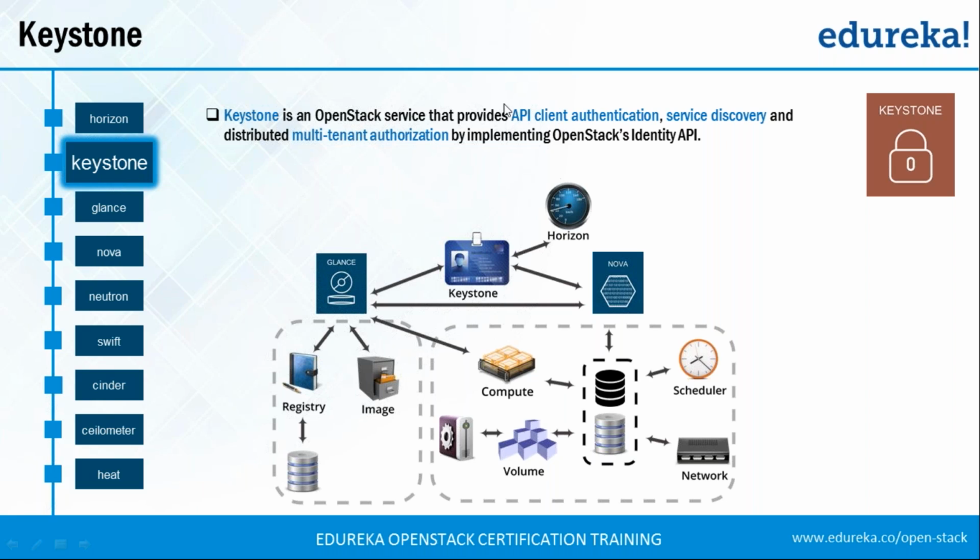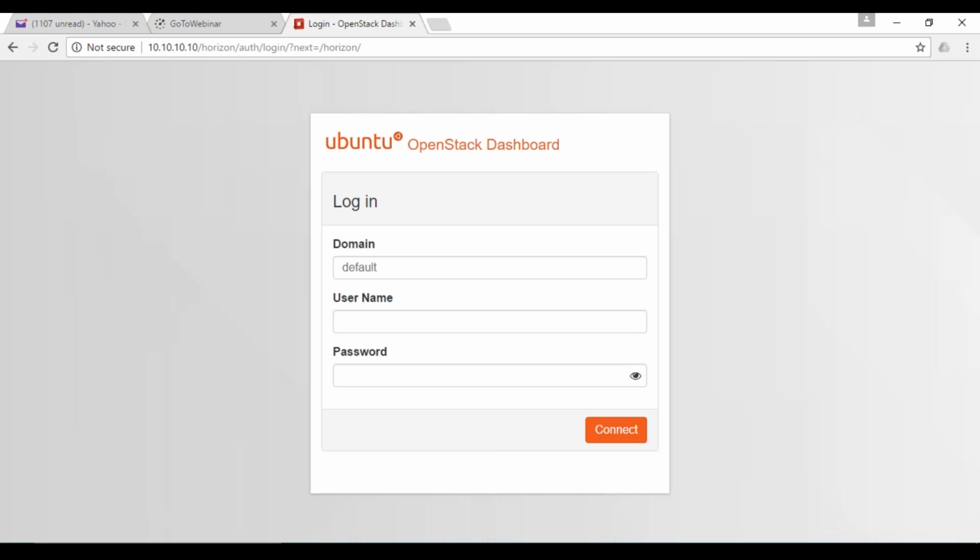So it does a little more than that as well. The OpenStack service Keystone provides API client authentication, service discovery, and distributed multi-tenant authorization by implementing the OpenStack Identity API. So Keystone, we can say, is similar to your Active Directory, only it extends that functionality to the other OpenStack services.